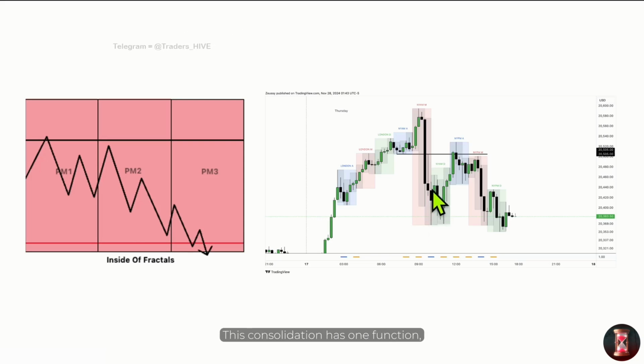This consolidation has one function, and that is to engineer sell-side liquidity below these relative weak lows. We can see that the market begins to retrace, and it retraces into this large CB, into this old low during the launch cycle.